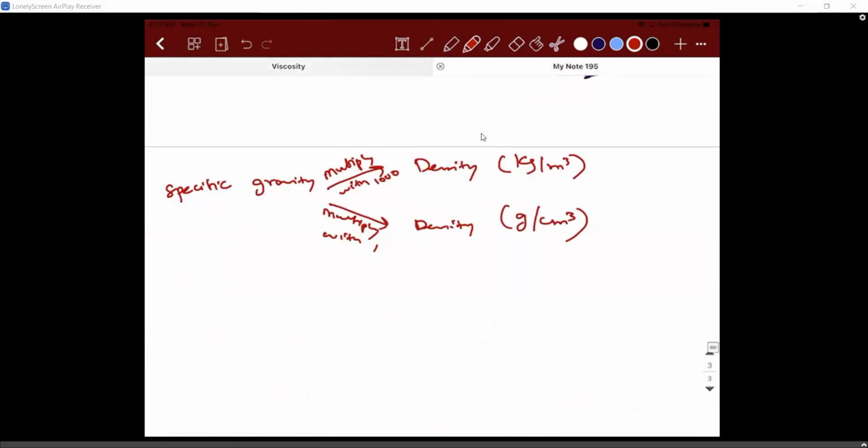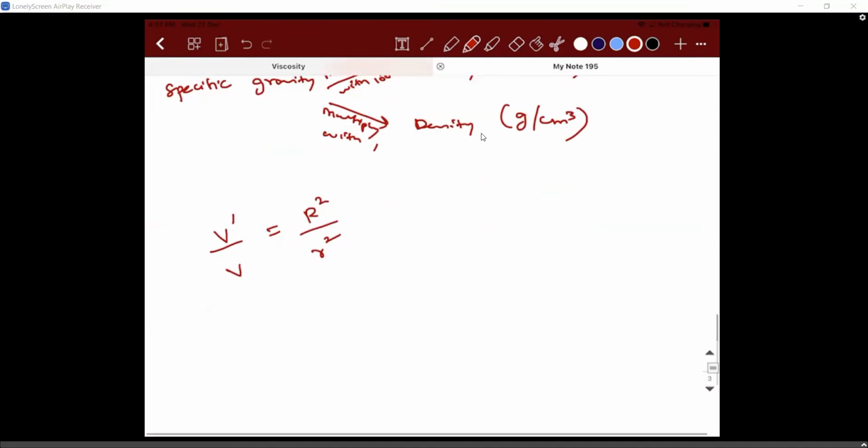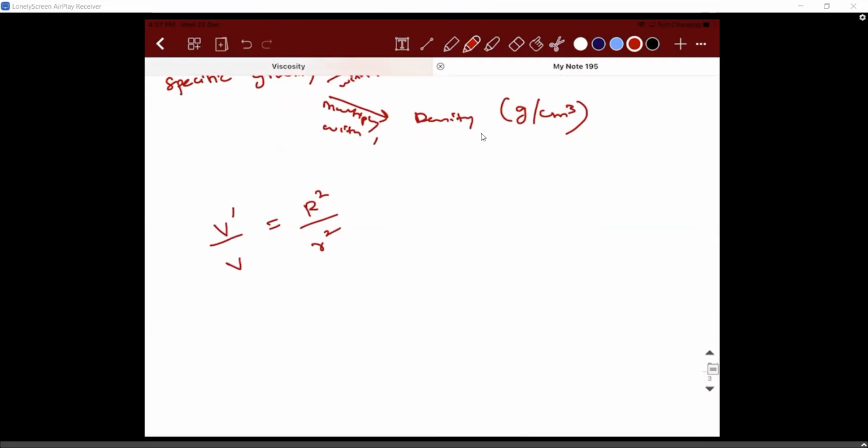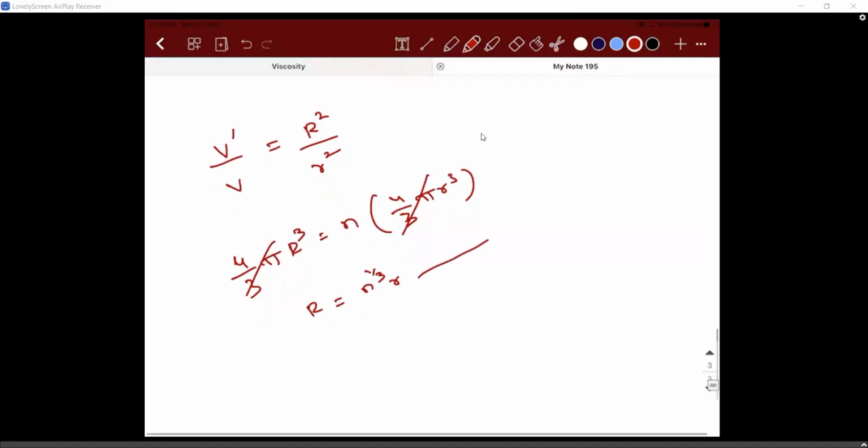So what is the formula? V dash divided by V will be equal to capital R square divided by small r square. How many drops are getting combined? N drops. So 4 by 3 pi capital R cube is equal to n times 4 by 3 pi small r cube. 4 by 3 pi, 4 by 3 pi gone. Capital R is equal to n power 1 by 3 into small r. Right, take this and substitute it here.